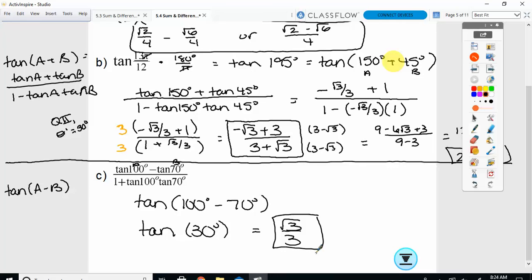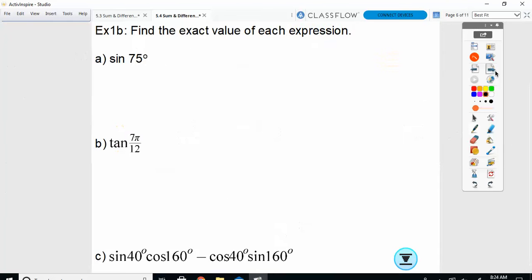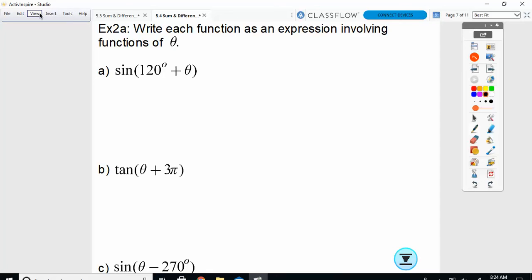Do we need more examples along this line? Let's try this one. I may not do all of these, we'll do a few of them. So I want to still use these formulas to basically simplify this as far as we can. So the sine of 120 degrees plus theta.